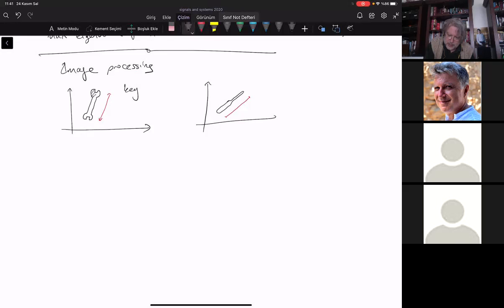Inside the object, of course, we have some pixel values, and the background is different. Of course, there must be a difference between the inside and outside.